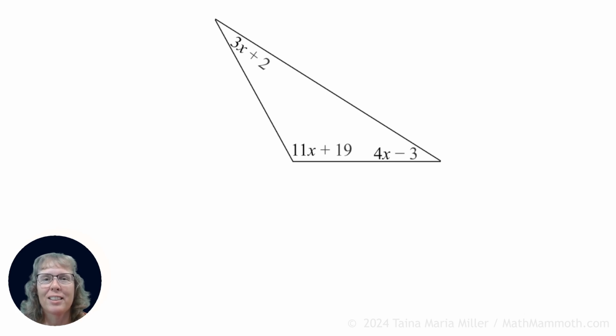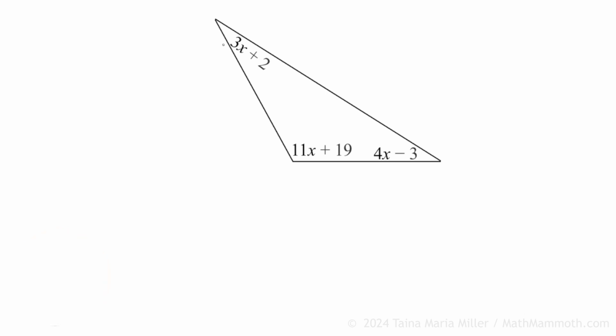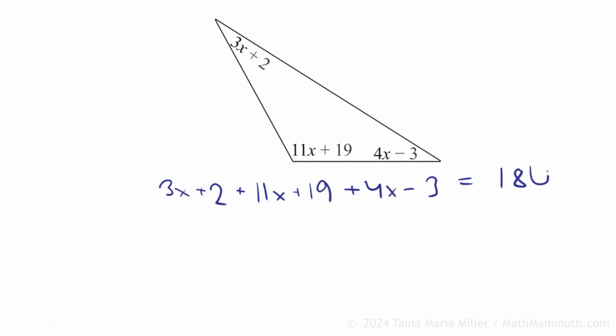Here we have a triangle, and its angles have some x's. So what do we do? We solve for x. And we can use the principle that the angle sum is 180 degrees. So this plus this plus this adds up to 180. So let's write an equation. 3x plus 2 plus 11x plus 19 plus 4x minus 3 equals 180.